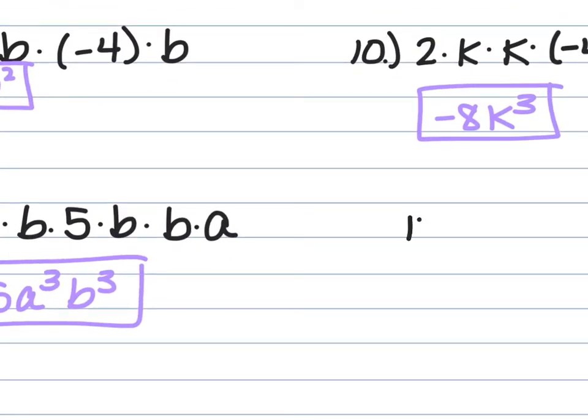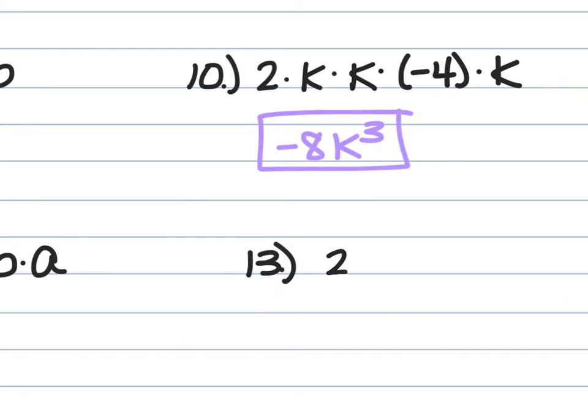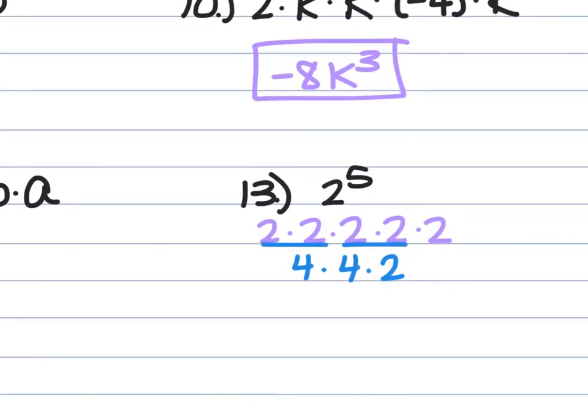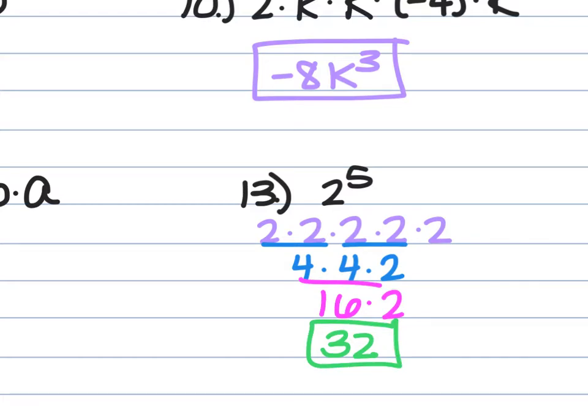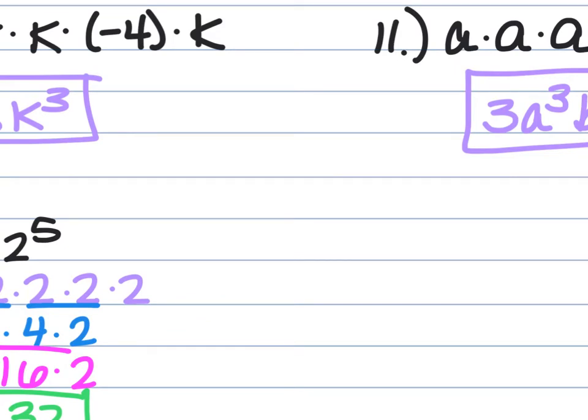For 13, we are simplifying. So we have 2 to the 5th power, which is the same thing as 2 times 2 times 2 times 2 times 2. We know that 2 times 2 is 4. So that's the same thing as 4 times 4 times 2. 4 times 4 is 16, times 2 gives us 32. So for number 14, we have 5 squared, which is just 5 times 5, and that is 25.